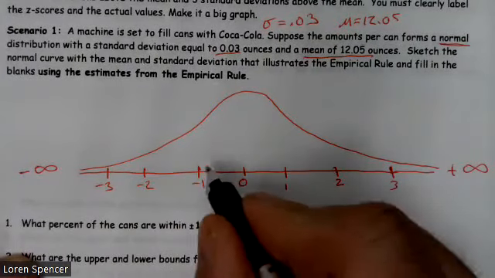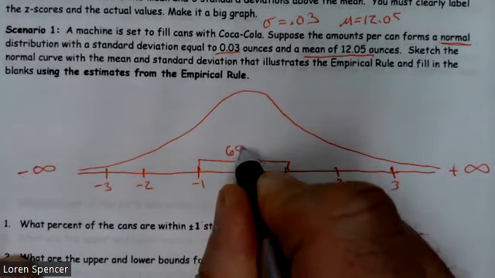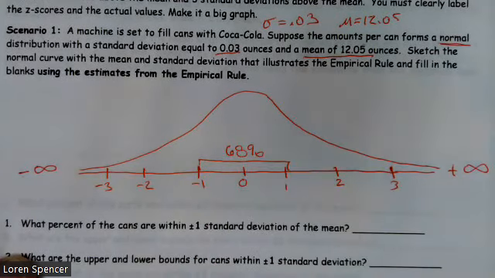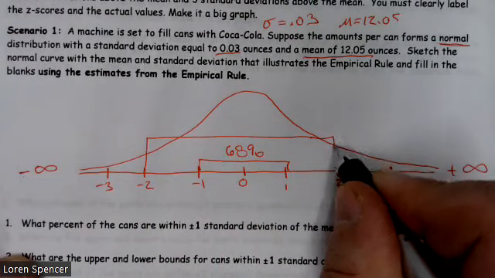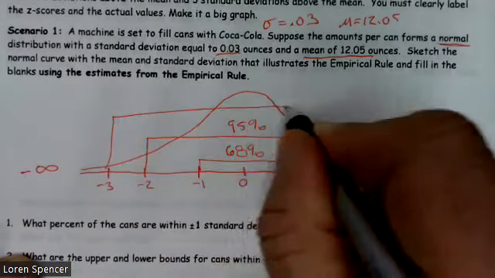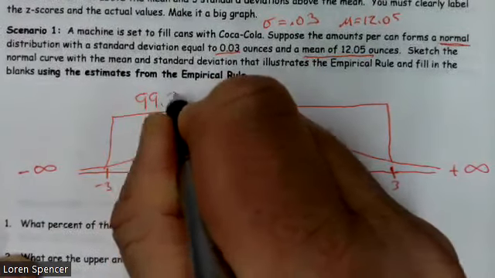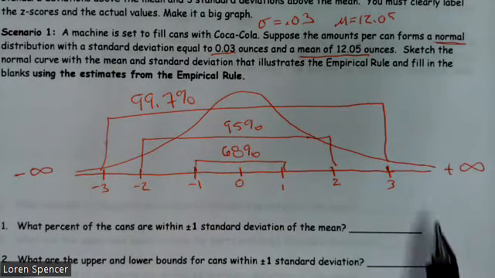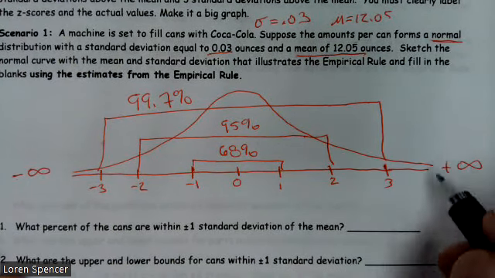And just as a reminder, and this will help us in answering our questions, 68% are within plus or minus 1. And then plus or minus 2 is 95%. And then plus or minus 3 is 99.7%. So almost everything is within that plus or minus 3. Now, that said, there is a little bit out here and a little bit this way, because it goes to negative infinity and positive infinity.